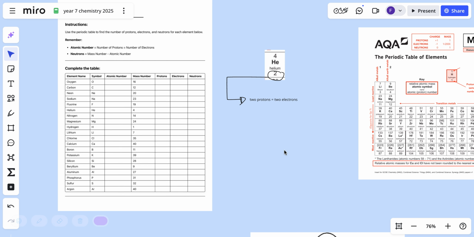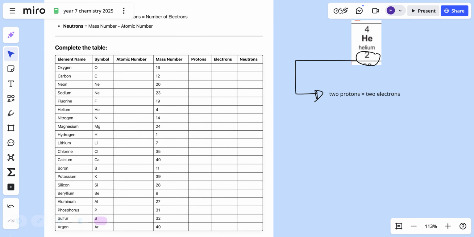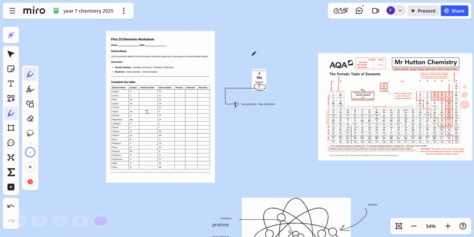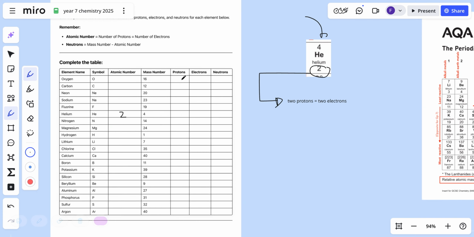Okay. Have we got helium here? Yeah, there we have helium. So on this page, what is my atomic number? That's my bottom number, it's 2. My mass number, my big number at the top, is 4. I've written them in. How many protons do I have? 2. How many electrons? The same number, 2.